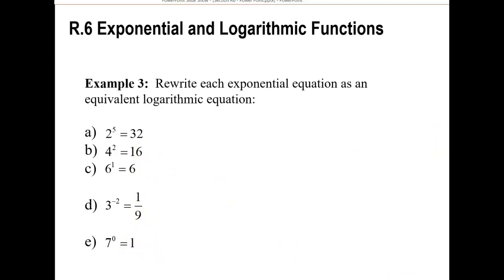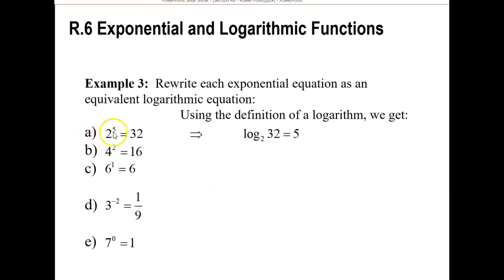So these are just exponential equations. So we're trying to utilize our definition of a log next to figure out what they would look like in log form. So anything that's in exponential form like this can be translated into something in logarithmic form. So using the definition of a logarithm, we get, so the exponent 5, the base is 2, and it equals 32. So in log form, we would say logarithm base 2, notice the base of the exponent and the base of the log should match, of 32 is equal to the value 5.